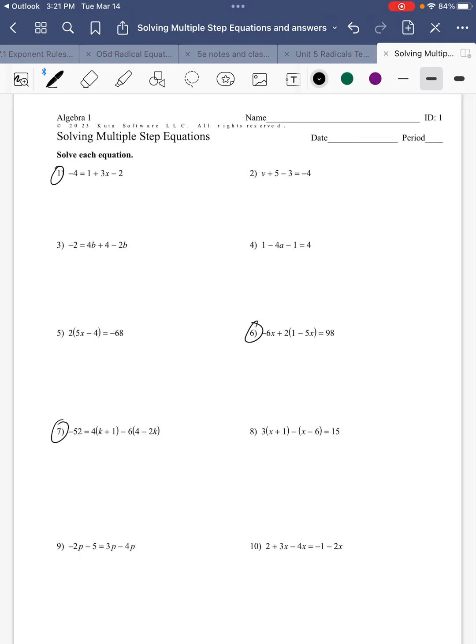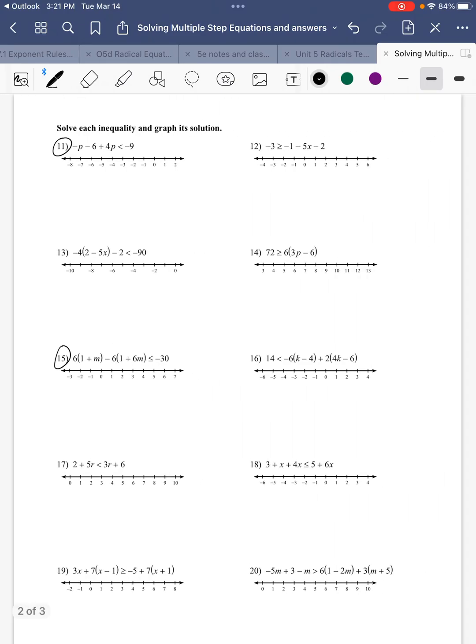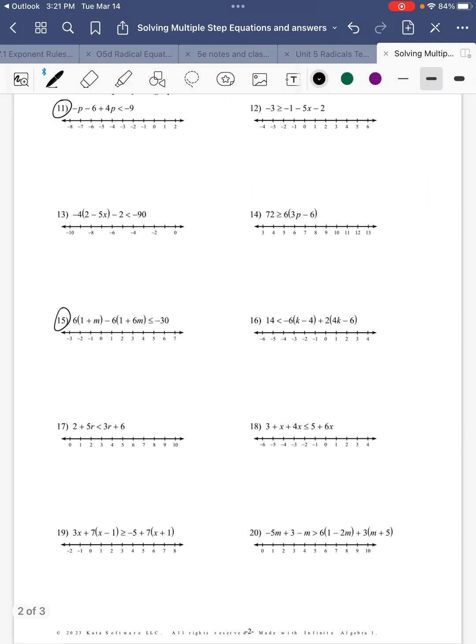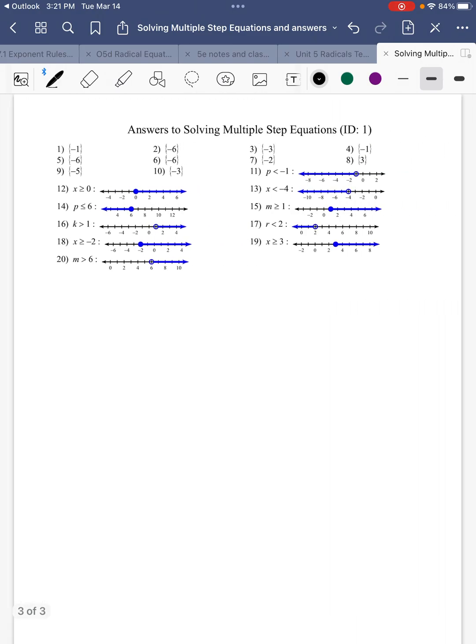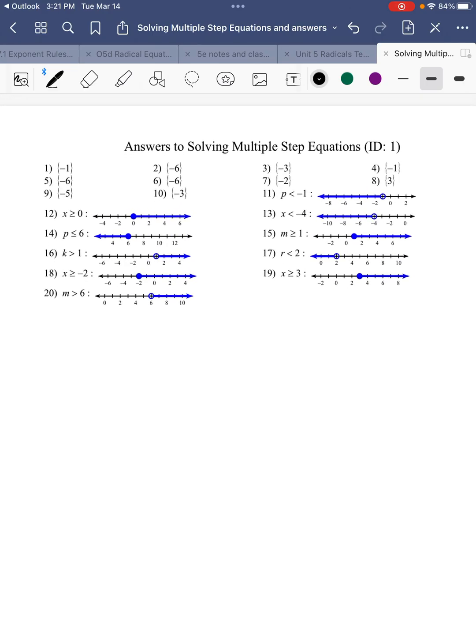Welcome to solving multiple step equations. Now we need to work on all these. I need to see work for all the problems. I'm going to do 1, 6, 7, 11, and 15. I'm going to need you to try every single problem through 20.